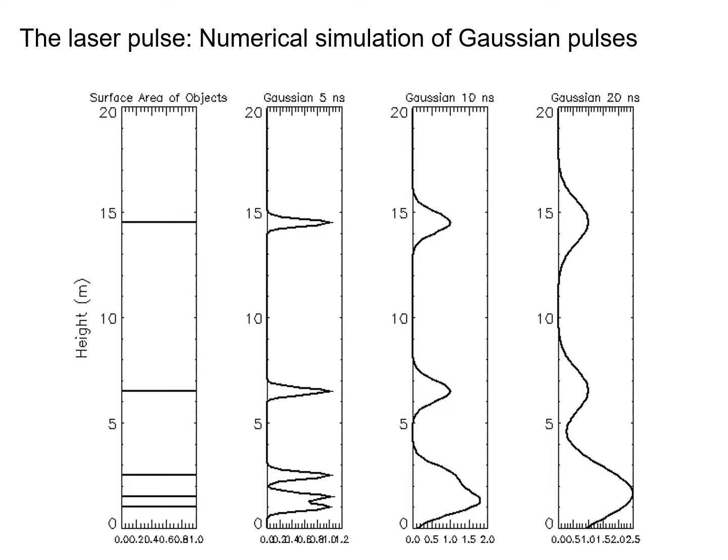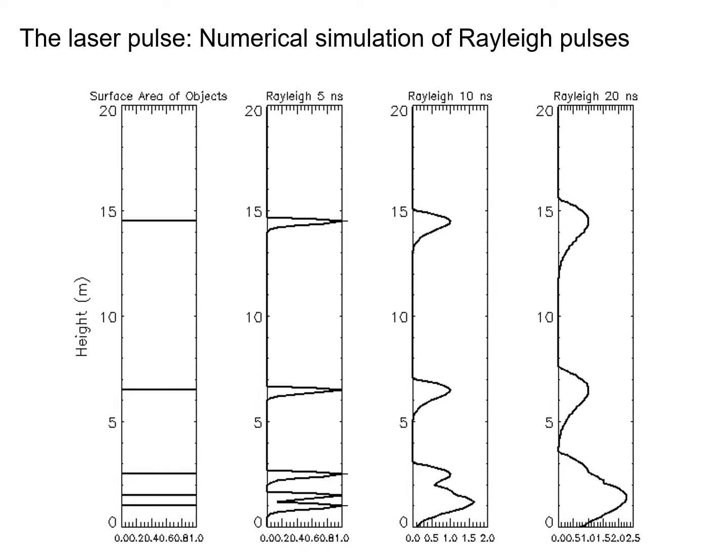So now, not only are the last 2 returns unable to be separated, the last 3 returns are now such that you can't separate them. And that's going to change how we process, or the result we get when we process, the data from the Lidar. And that's just the same thing, but for Rayleigh shaped pulses.